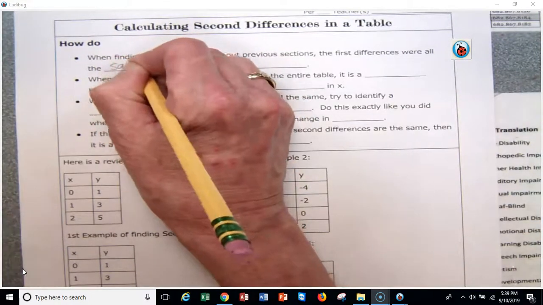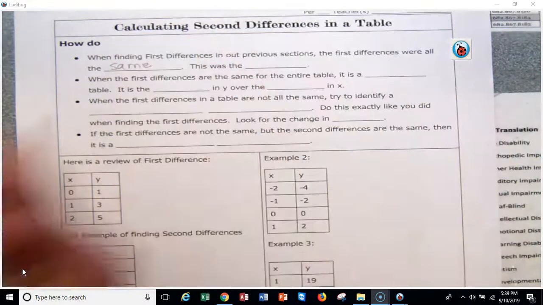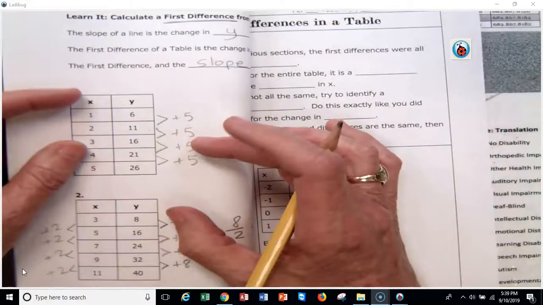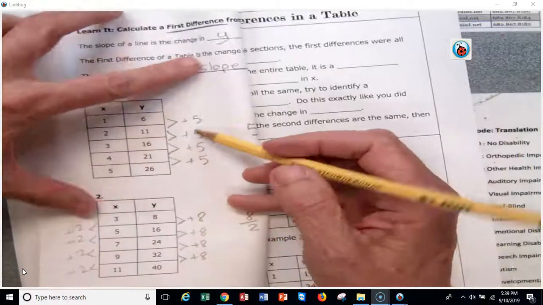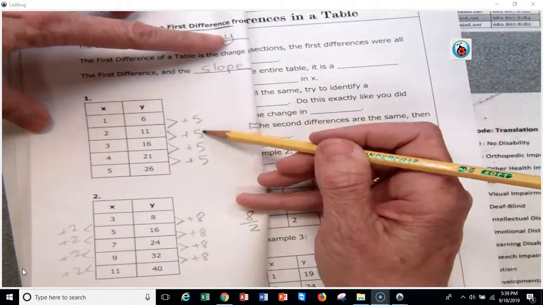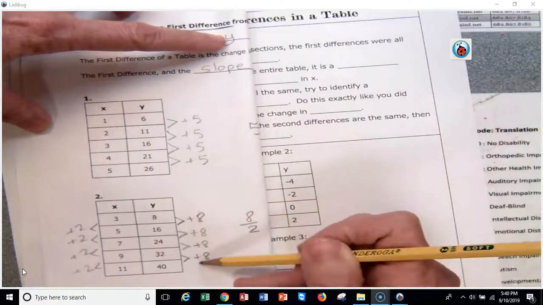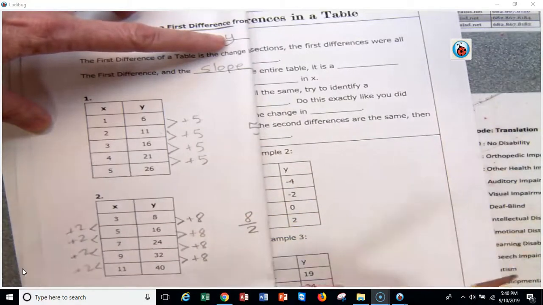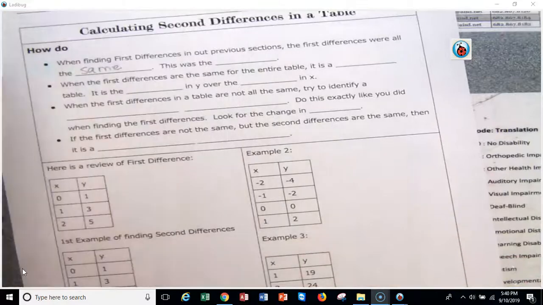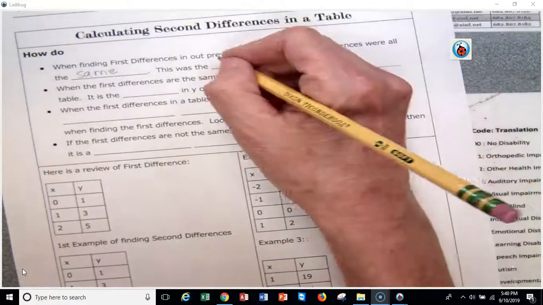And I'm going to remind you by pulling this table in here, what I'm looking at when I say they're all the same is the change in y values increased by the same amount. This was all plus 5, this was all plus 8. So they were all the same. So there was just a first difference because none of those were different. And this turned out to be the slope.